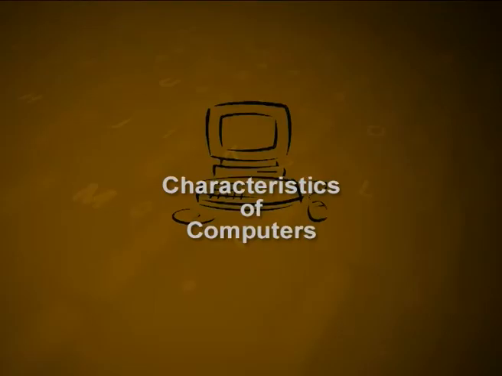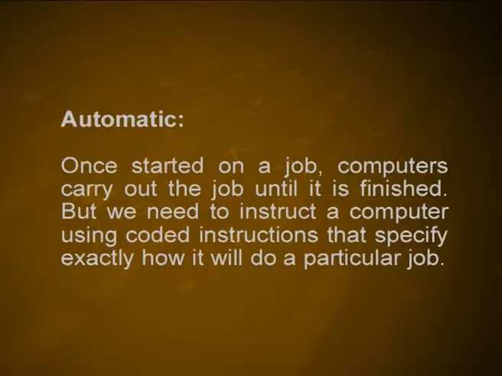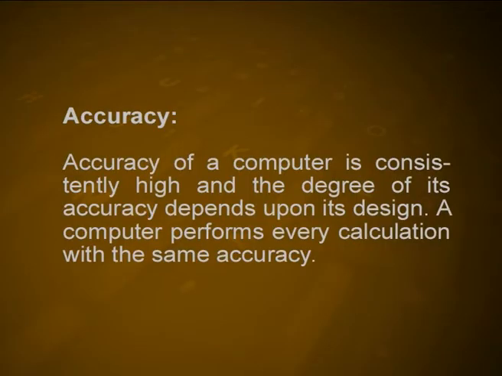The characteristics of computers. The power and usefulness of computers are mainly due to the following characteristics. Automatic. Once started on a job, computers carry out the job until it is finished. But we need to instruct a computer using coded instructions that specify exactly how it will do a particular job. Accuracy. Accuracy of a computer is consistently high, and the degree of its accuracy depends upon its design. A computer performs every calculation with the same accuracy.